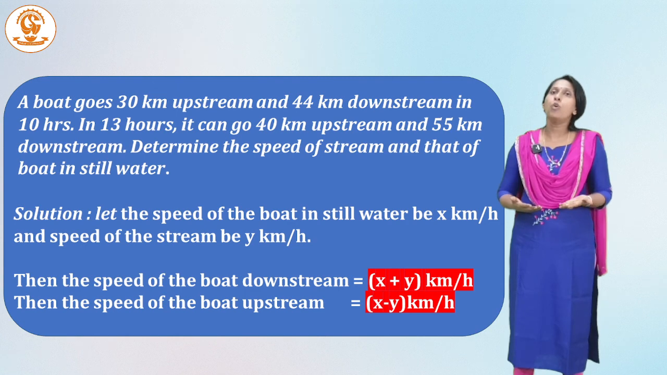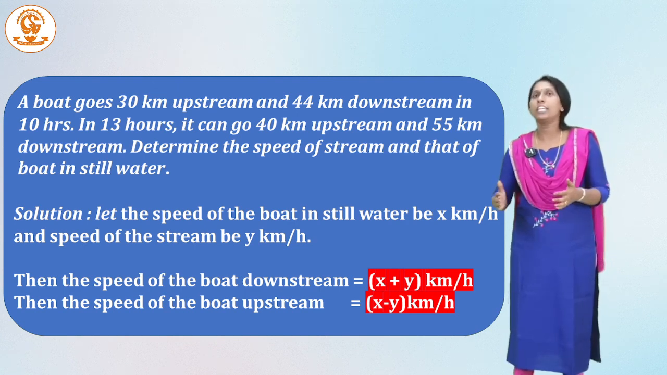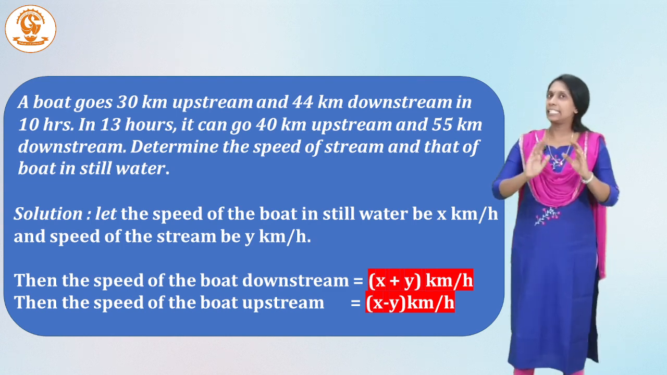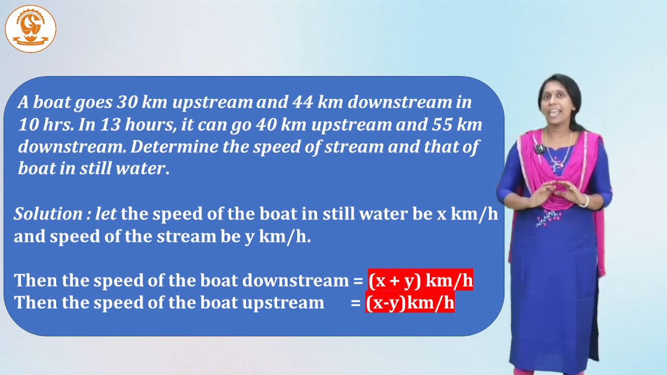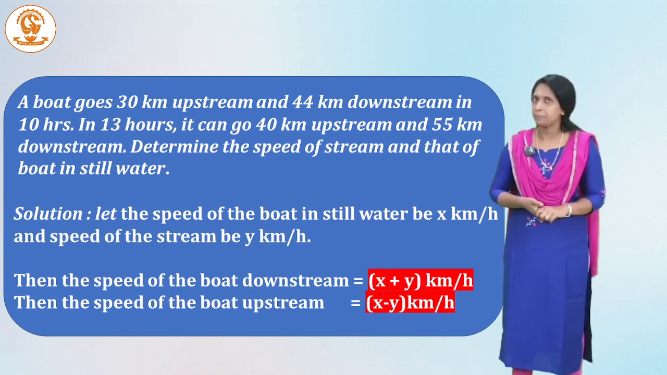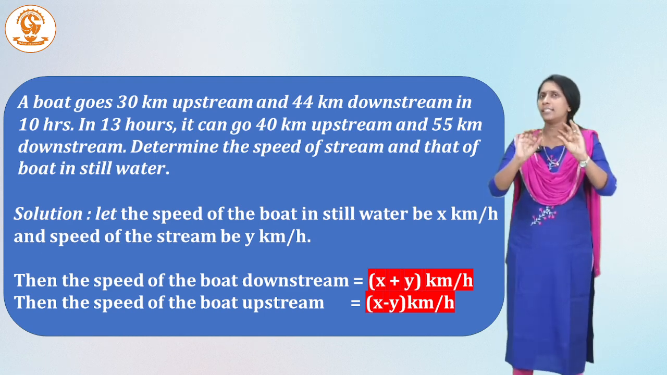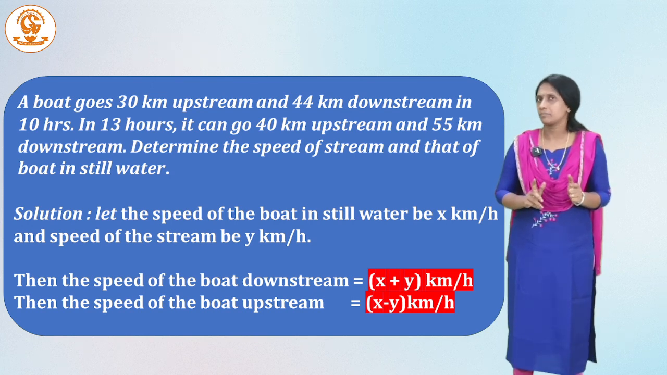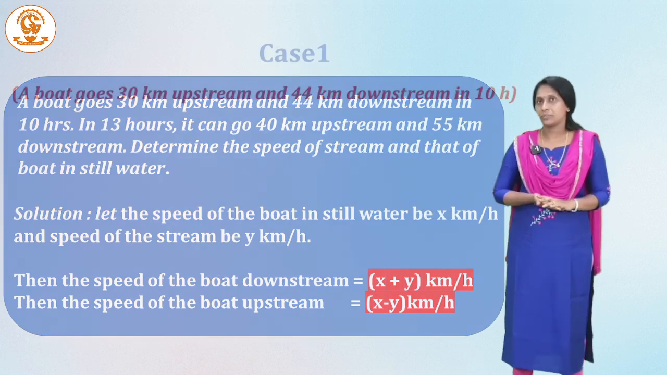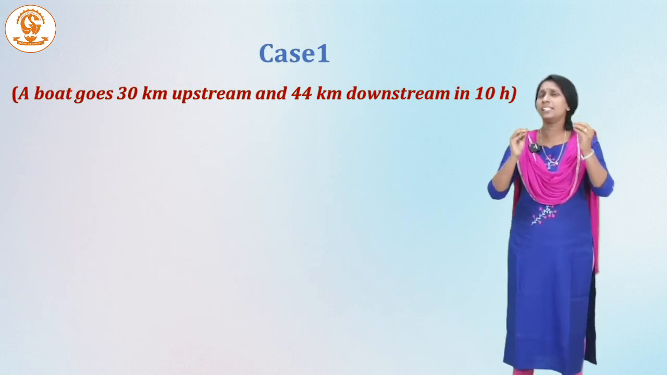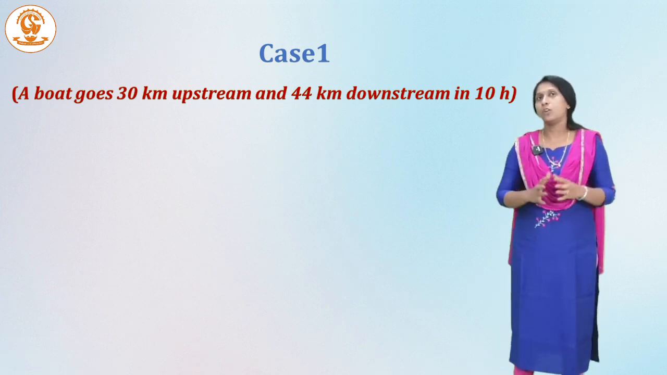Let the speed of the boat in still water be x kilometer per hour and that of the stream be y kilometer per hour. We discussed that the speed downstream is x plus y and the speed upstream is x minus y. So now these keywords are clear, isn't it? Now consider this case 1. Please listen very carefully. We are going to frame an equation from this given case.